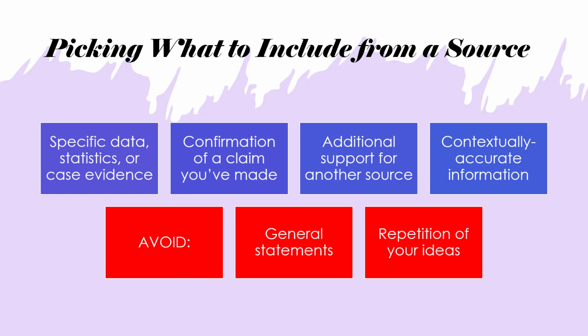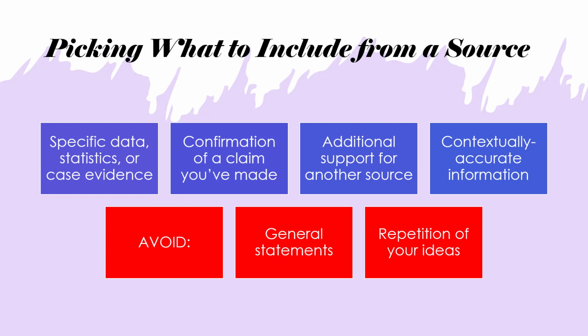First, we need to figure out what is in my source, whether it be a book, an article, a scientific study, a write-up, a documentary, whatever it may be. And we're going to try to figure out what do we need to take from that and put into our essay. Specific data, statistics, or case evidence is usually a really good thing to put into your paper because this kind of very logical information can help support a lot of what you're saying or show the depth or breadth of a situation. And this is usually not something that is general knowledge.